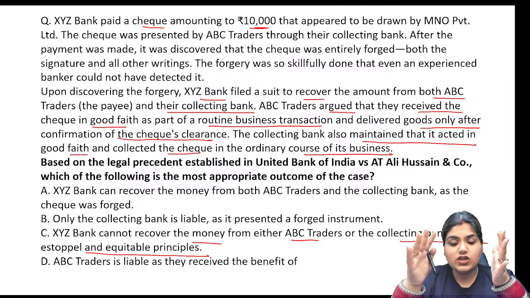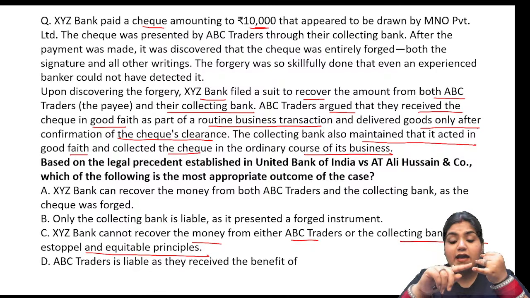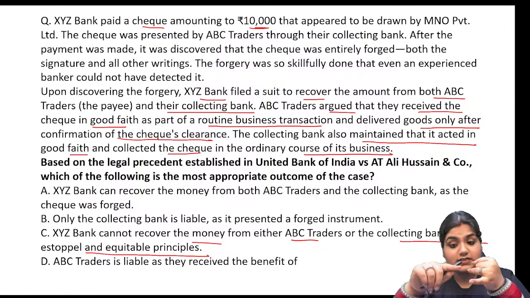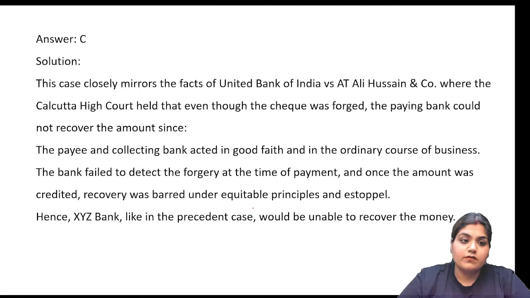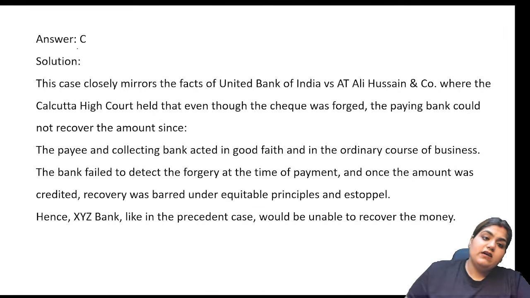MNO never made the check. Now XYZ Bank can file a case against whom? The person who did the forgery. For compensation, it can file a case against the person who did the forgery. C is the correct answer.